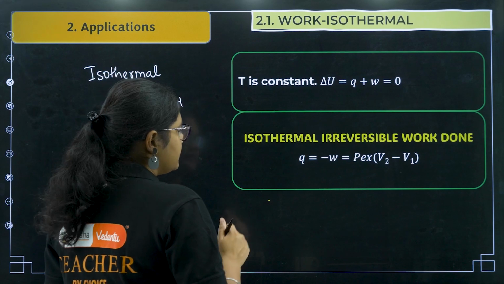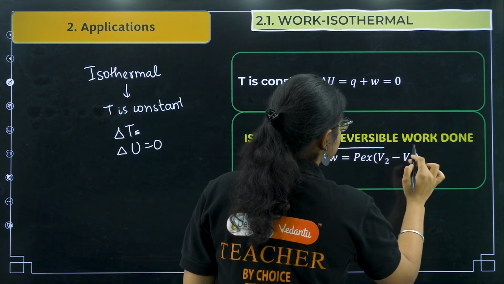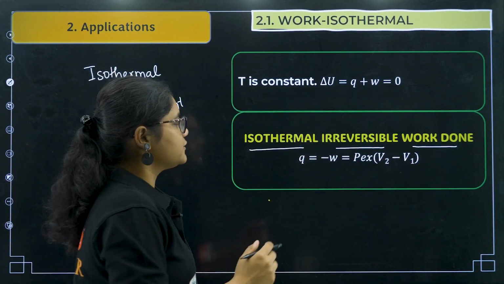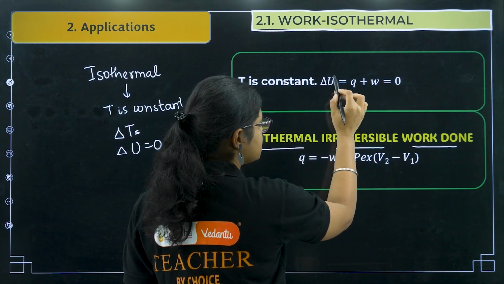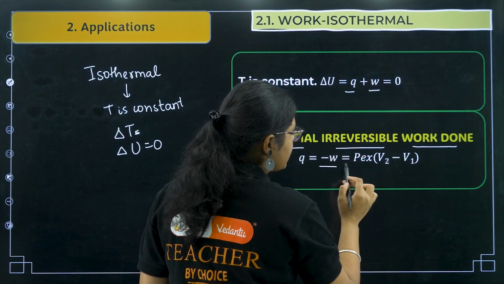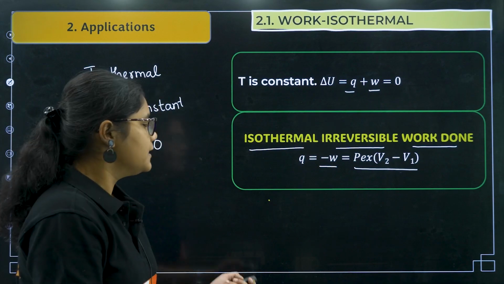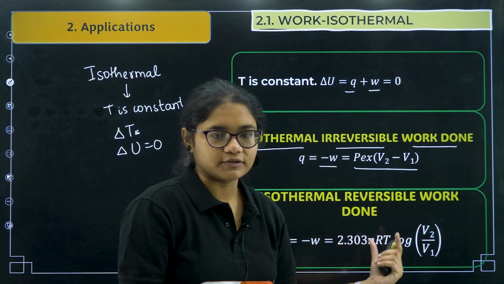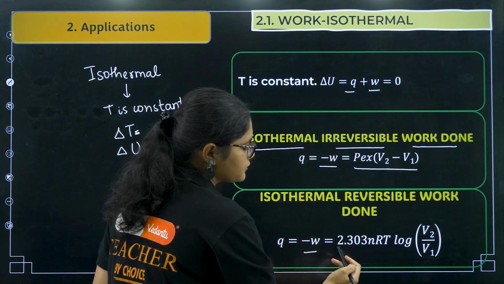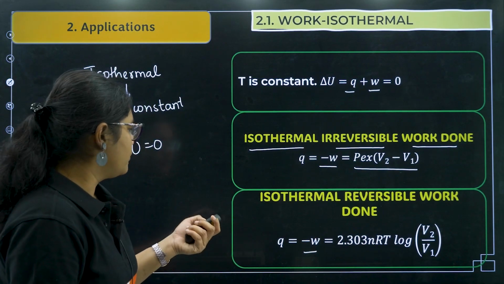Now in this case, if delta U is equal to 0 and you are doing some work, isothermal irreversible work done is happening. So in that case, delta U is equal to 0, so I can say Q will be equal to minus W, and we know that W will be equal to minus P external into V2 minus V1, right? Similarly, if isothermal reversible process is going on, again delta U is 0, Q will be equal to minus W, that is equal to 2.303 nRT log of V2 by V1. Okay, so this is there.